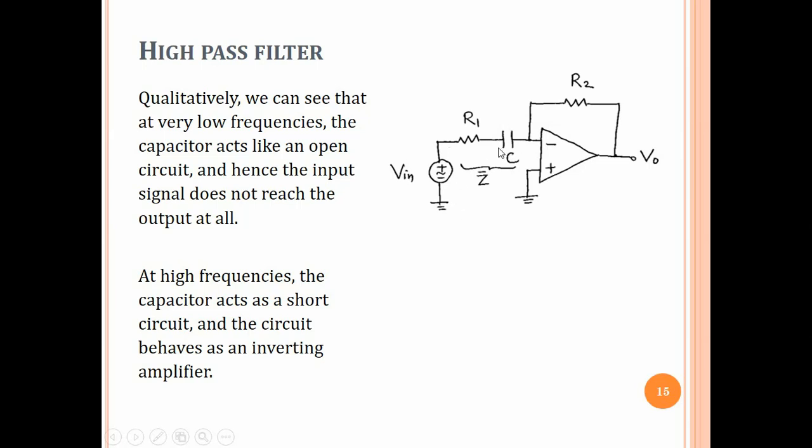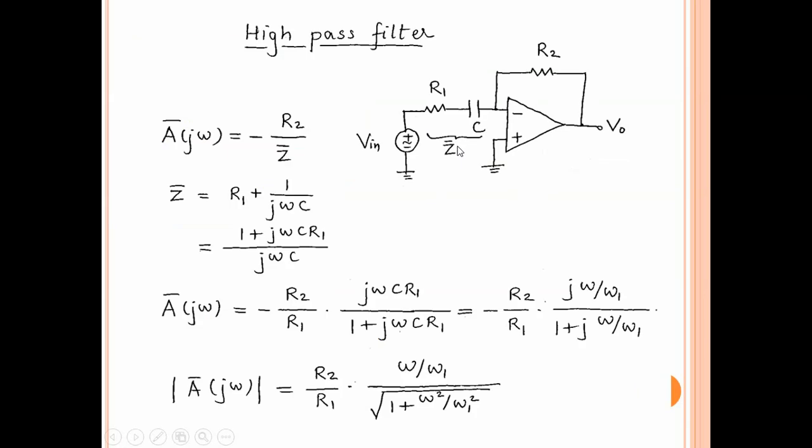At high frequencies, the capacitor starts offering a lower and lower impedance, and it becomes much lower than R1, and so one can ignore it, just basically a short circuit. And so the voltage gain becomes minus R2 by R1. All right, so let us go through the mathematics of this.